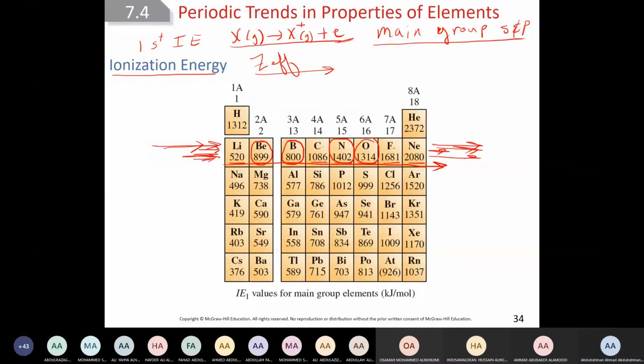First, for nitrogen and oxygen, I will draw the electron structure. 1s with 2 electrons, and then 2s, and then 2p. For oxygen, it is 1s with 2 electrons, then 2s, also with 2 electrons, and then 2p with how many electrons? 4. 1, 2, 3, and 4.